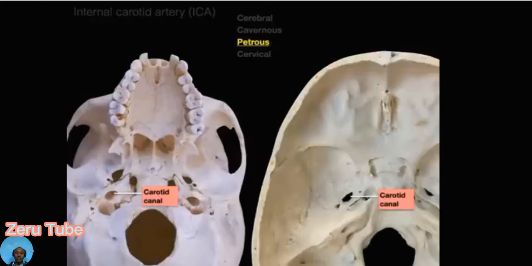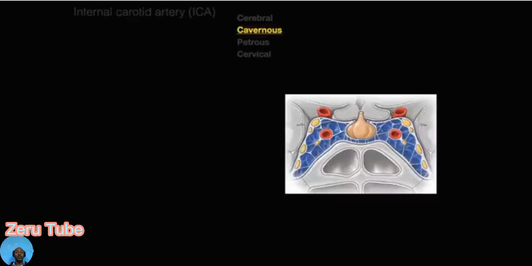The petrous part is part of the bone of the skull and mainly forms the carotid canal. It is mainly formed by the sphenoid bone and some parts of the temporal bone. So this bone contains the carotid canal, which is used for passage of the internal carotid artery. This is the second part of the internal carotid artery.